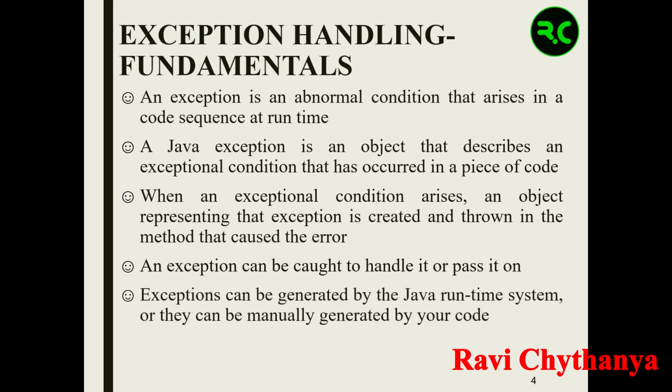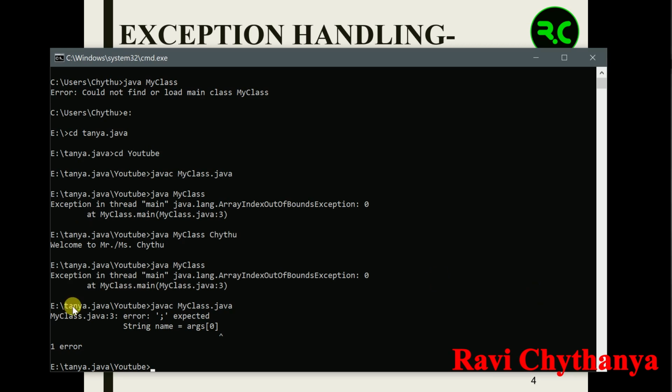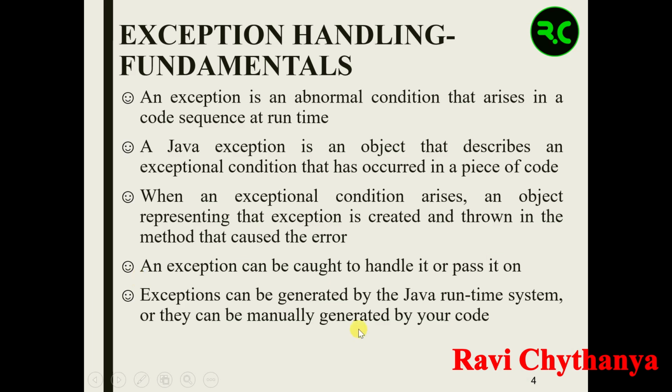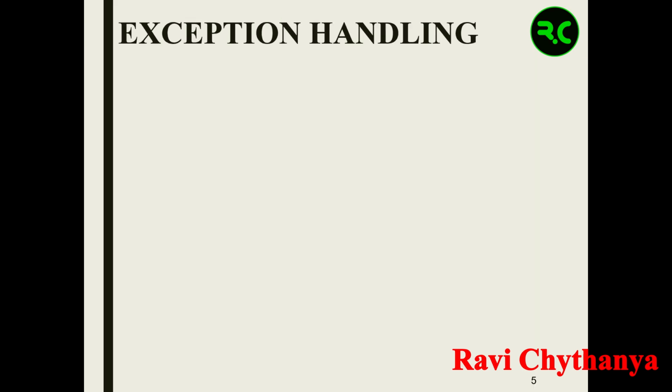Exceptions can be generated by the Java runtime system, or they can be manually generated by your code. Look here, the exception has been generated by the Java runtime system. We have executed and there is no argument of 0, so it has thrown an exception. Okay, so by the Java runtime system, or you can directly throw your exception by using your code.